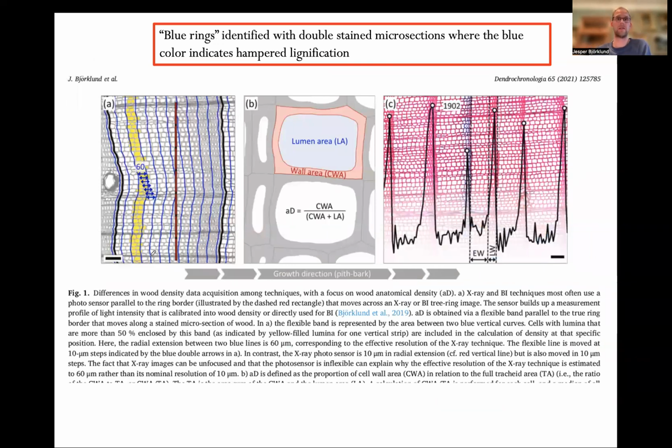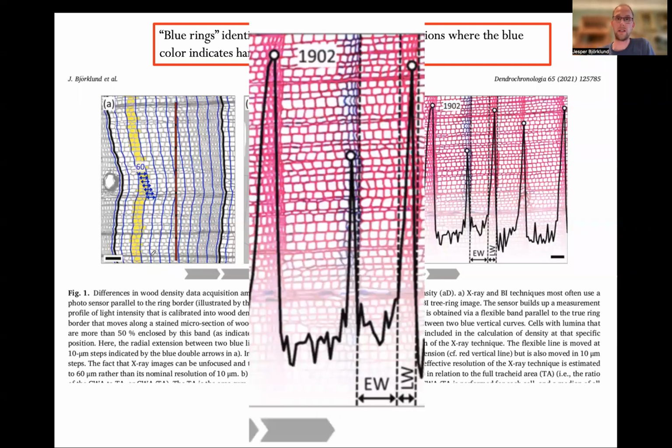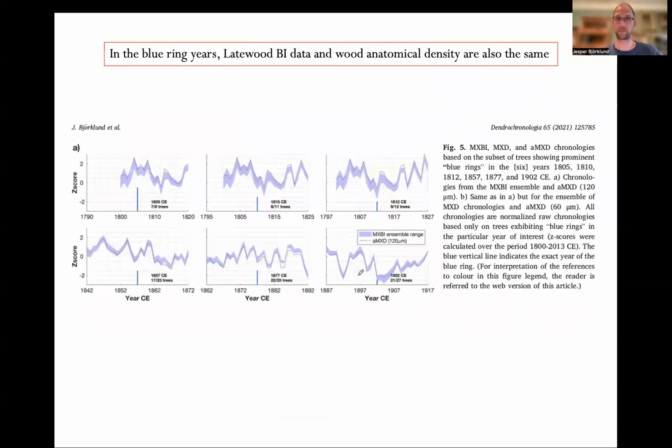Another line of evidence is so-called blue rings. This is a ring where the lignification of the latewood has been hampered for some reason. It shows up in double stained anatomical sections like this, where you color them with safranin and astra blue, and the astra blue becomes visible when the lignification is low. So we know that there is some variability in lignin content in these blue ring years.